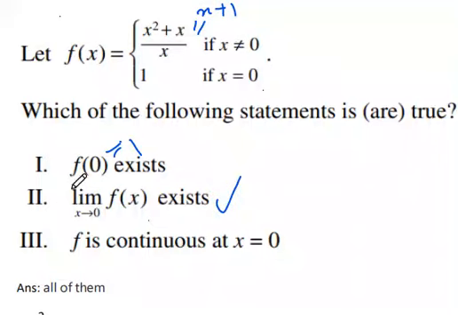The limit of the function as x tends to 0 is the same as this one, which is 1. It is the same as the functional value at 0. Therefore this function is continuous. This one is also true. So which of the following statements are true? All of them. All of them are true.